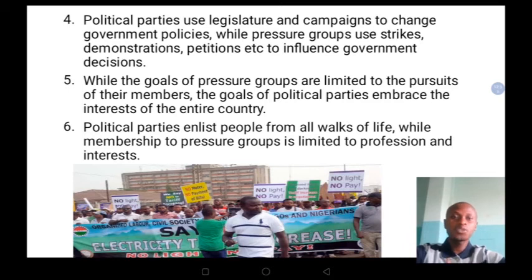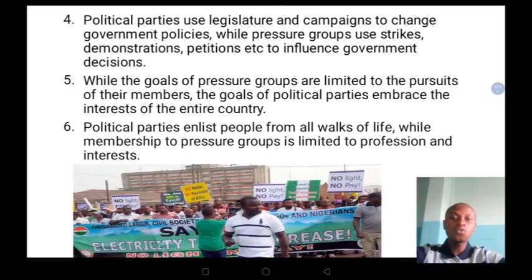Pressure groups use strikes. These ones can go on strikes. Political parties cannot go on strikes, but this one can go on strikes. They can demonstrate. They can petition in order to influence government. So you can see the difference.